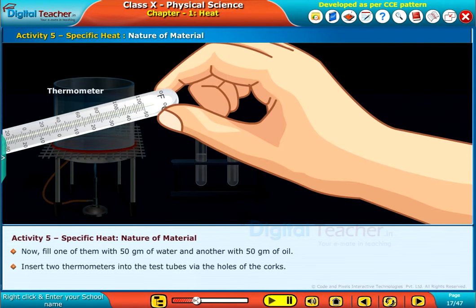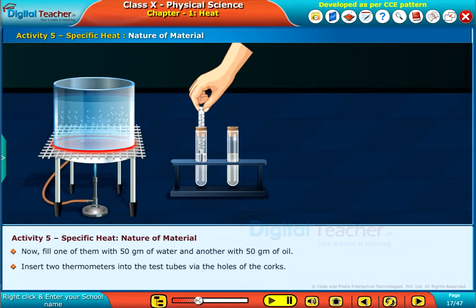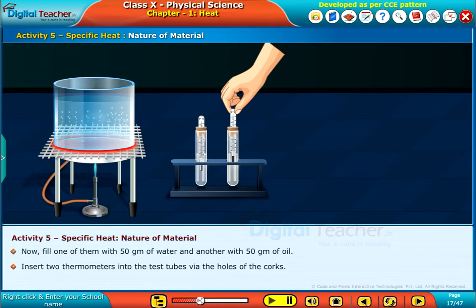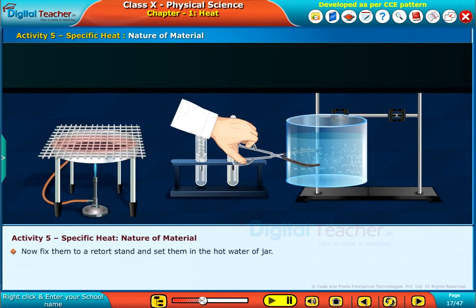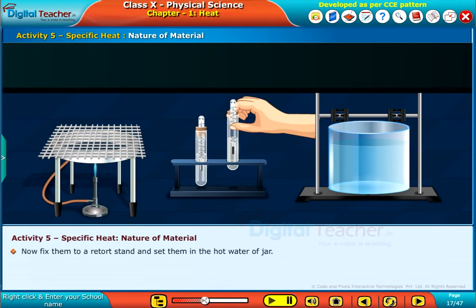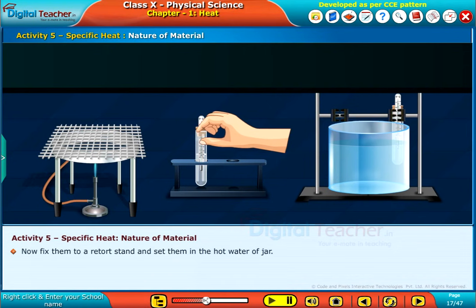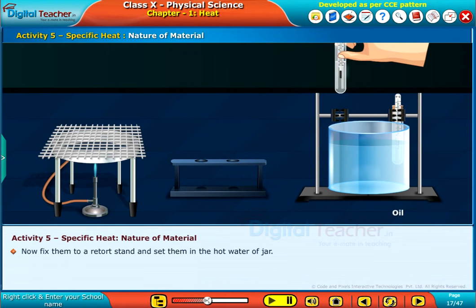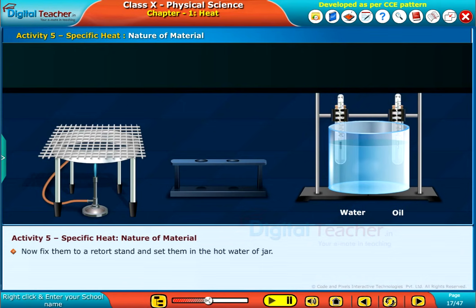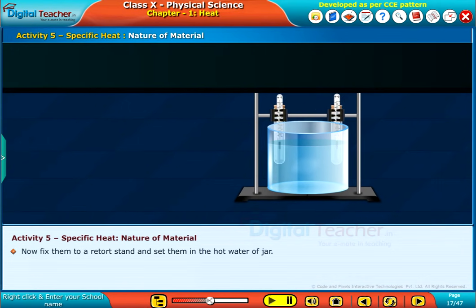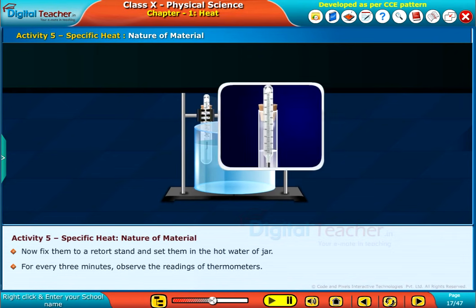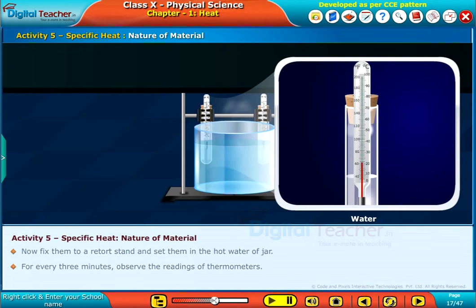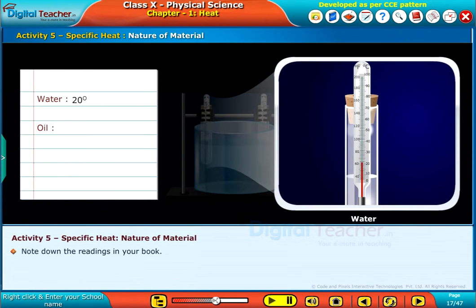Insert two thermometers into the test tubes via the holes of the corks. Now fix them to a retort stand and set them in the hot water of jar. For every 3 minutes, observe the readings of thermometers. Note down the readings in your book.